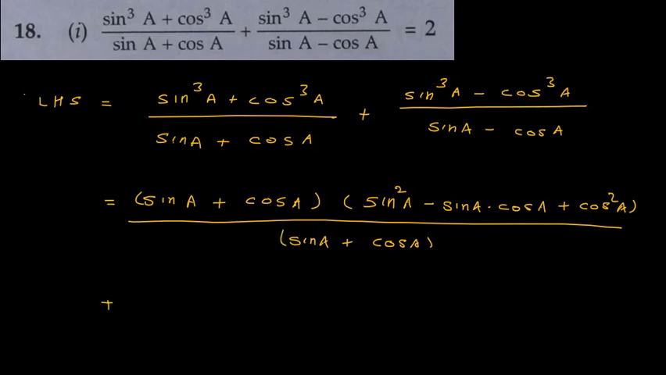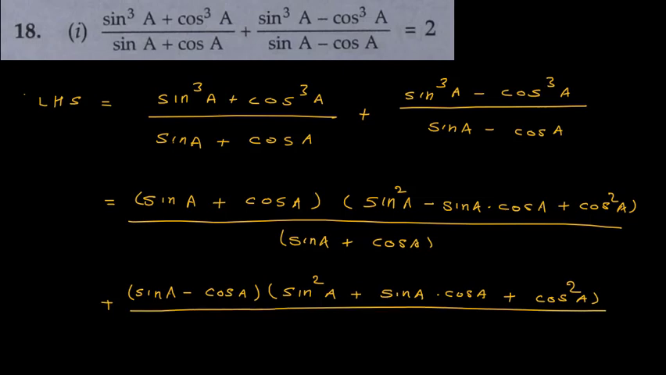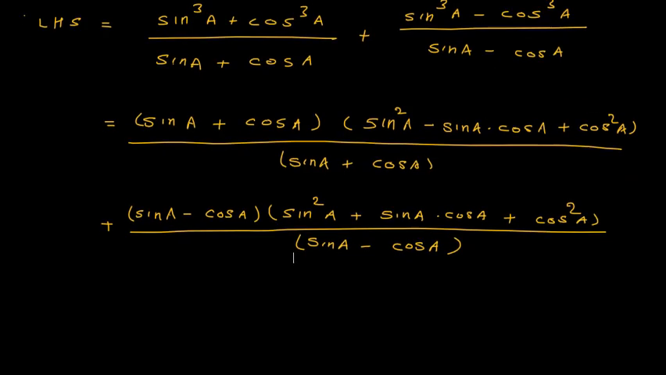plus this sin cube A minus cos cube A you can write as (sin A minus cos A) in one bracket, and in other bracket you can say (sin square A plus sin A into cos A plus cos square A), whole divided by (sin A minus cos A). Okay, so a cube plus b cube and a cube minus b cube, this formula you used.